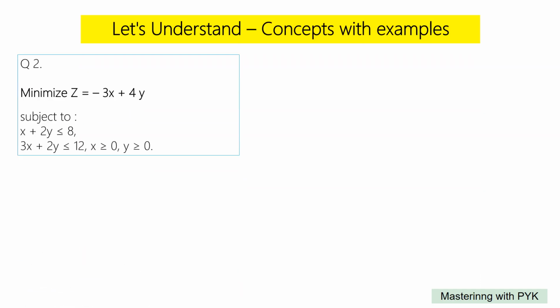Question 2 says minimize. So we have been given an equation z = -3x + 4y subject to two conditions here. It says that x + 2y is less than or equal to 8 and 3x + 2y is less than or equal to 12. The other constraints are explicitly given: x and y are greater than or equal to 0. This number can be any number but not negative. It can be 4, it can be 3, it can be anything, right?